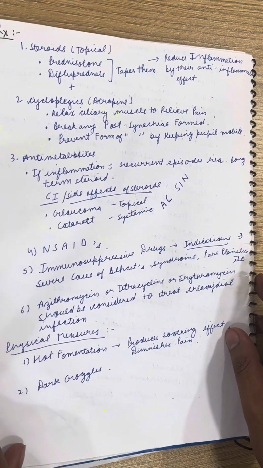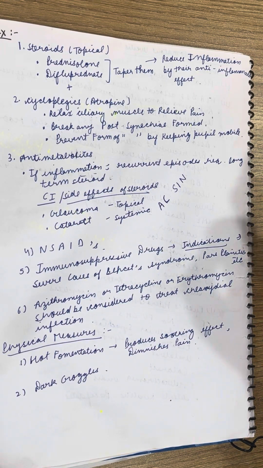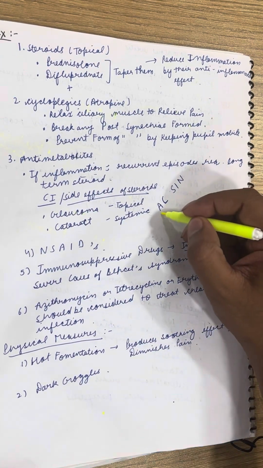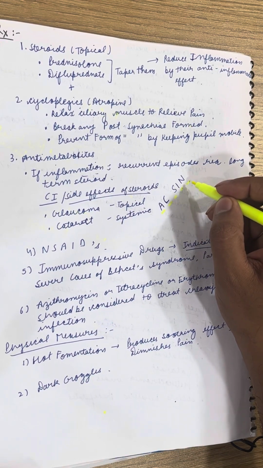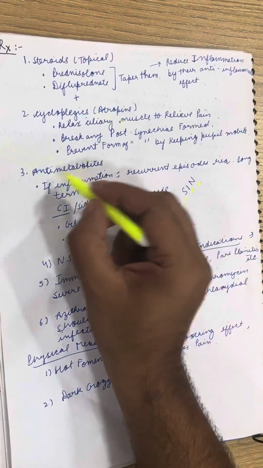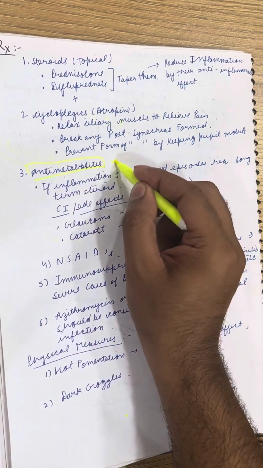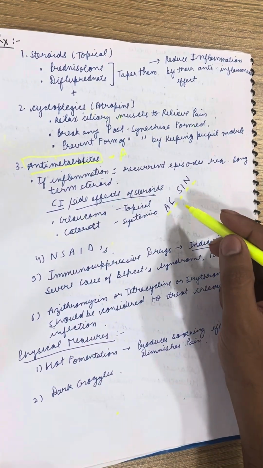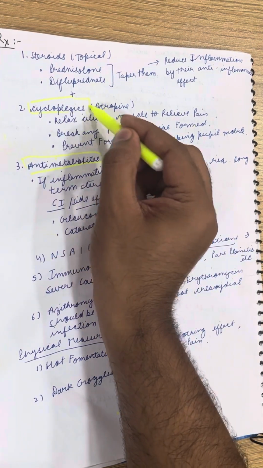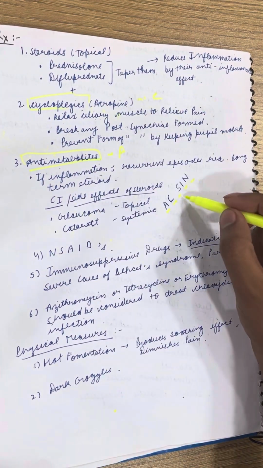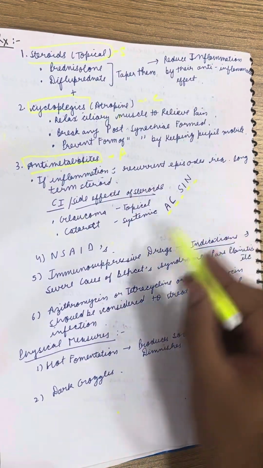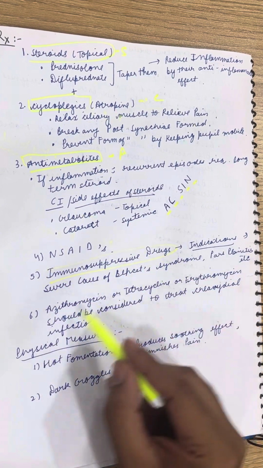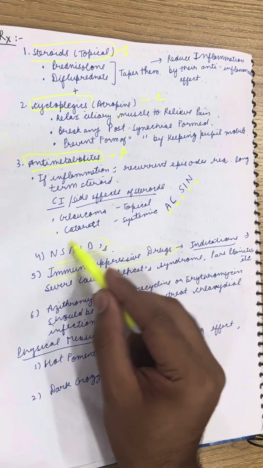Now let's come to the treatment of anterior uveitis. The treatment can be remembered by an easy mnemonic: ACSIN. Here A stands for antimetabolites. C stands for cycloplegics. S stands for steroids. I stands for immunosuppressive drugs. And N stands for NSAIDs.